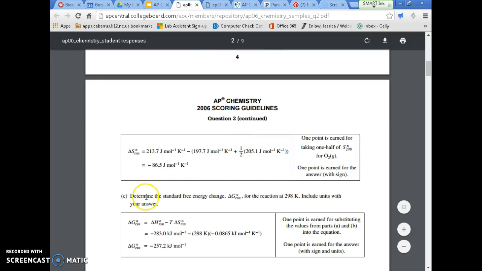What do you do when you got delta S and delta H, but you don't got delta G? Well, you just put it into delta G equals enthalpy minus T times entropy. And so you just plug it right in, and you get it, you got delta G.